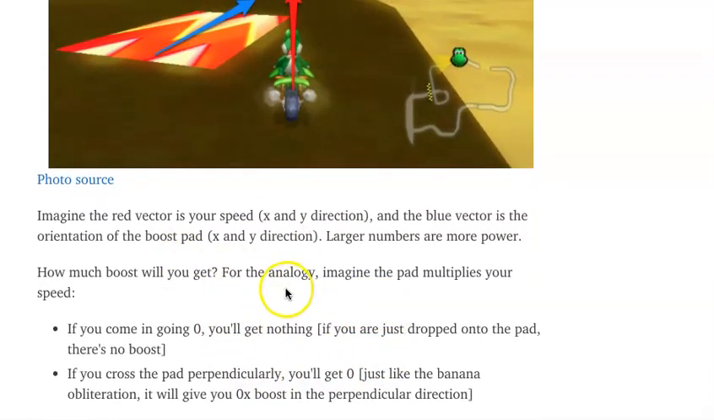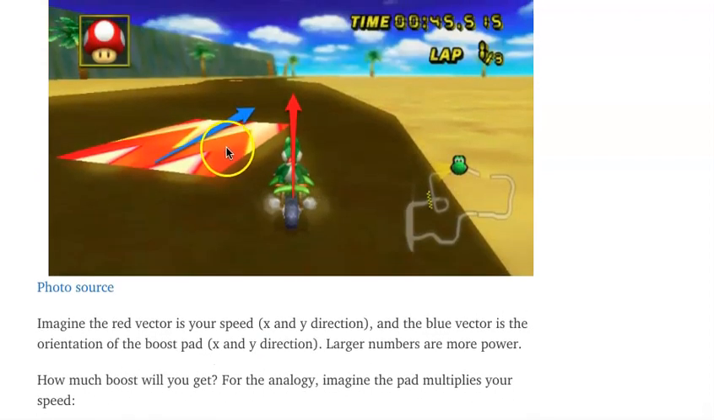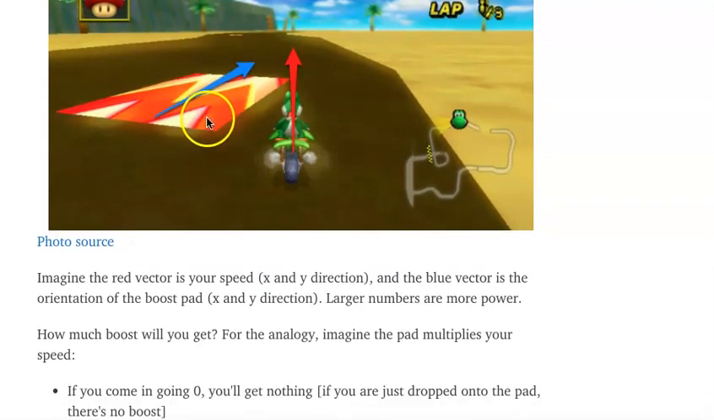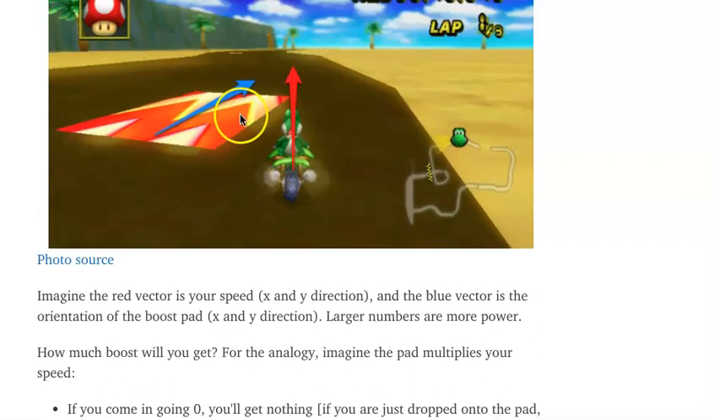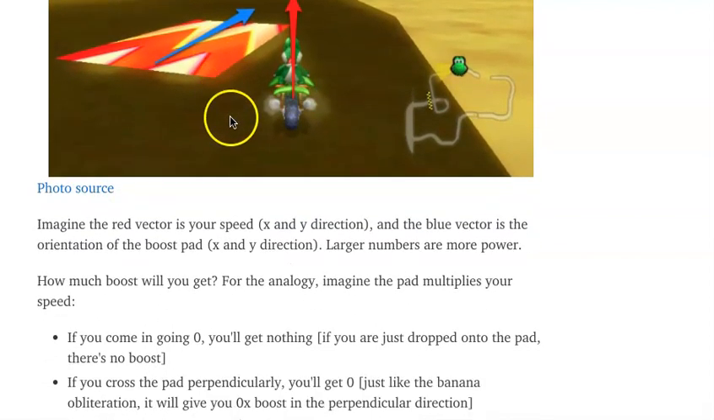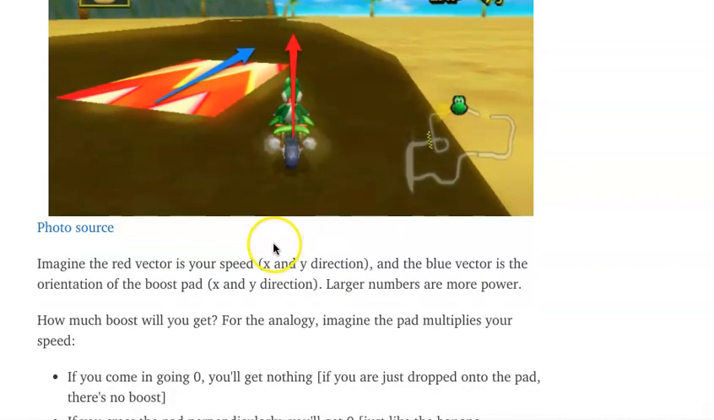Now, a couple rules here, and this applies to the rules that we know about dot product. If you fall on a boost pad, I don't know if you've played as much Mario Kart as I have, but if you fall on a boost pad, you come in with 0 velocity, you will get 0. This boost pad will not help you out if you're not going in with any kind of velocity. If you cross this boost pad perpendicularly, you will also get 0 boost. And the way this relates to our equation is that if our angle is 90, if we come in perpendicularly, well, the cosine of 90 is 0. So we'll get 0 boost.